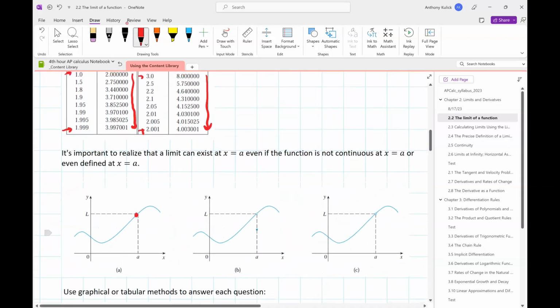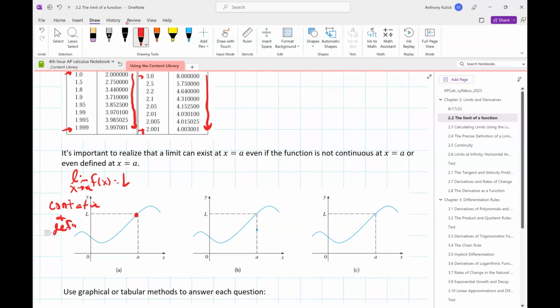Let's look at a couple of examples. So this is the example that we just saw, right? Where the limit of f of x as x approaches a is L, and f of a is equal to L. Right? So this is a case where f is continuous at a and defined at a.